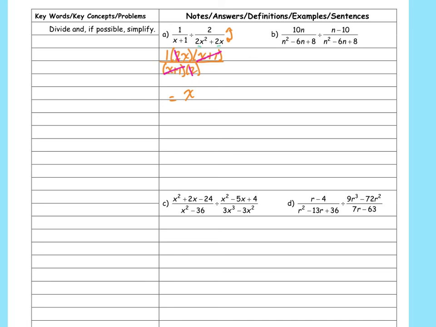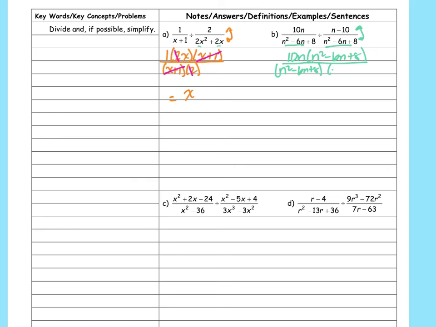Okay, so on the second one, I'm going to do the same thing. I'm going to factor, and I noticed, just as I was doing this, that this is the same as this. So I've got 10n, and I'm not going to factor that because once I flip it, I've got the exact same thing on the bottom. So why factor it in order when it's just going to make a 1? So I didn't factor that part.